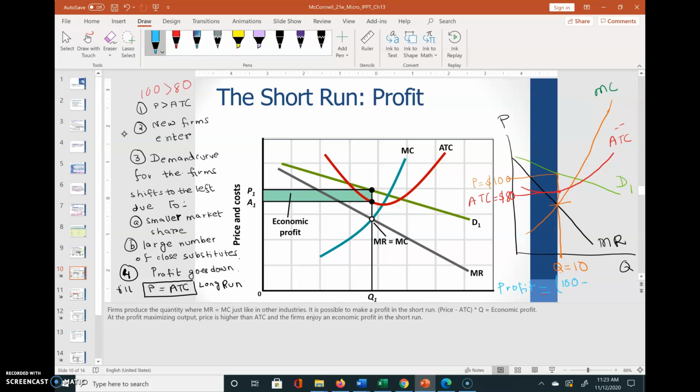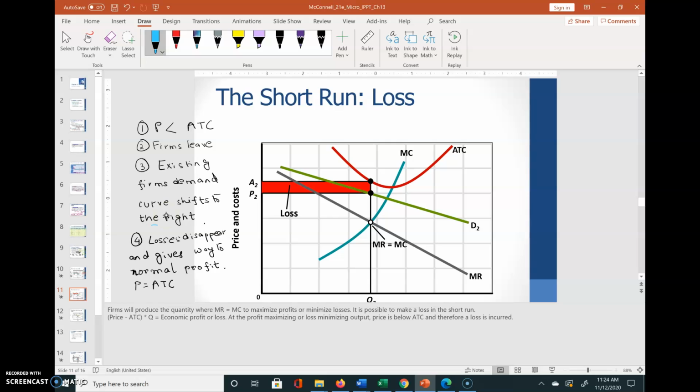That is 100 price minus average total cost, which is 80, times 10. So I have a profit of $200. Okay, so this is a profit making industry, and this will encourage new firms to enter this industry. As you know, entry into this industry is relatively easy. So this will cause the demand curve for all the firms to shift to the left. Due to the entry of new firms, each firm has a smaller market share.